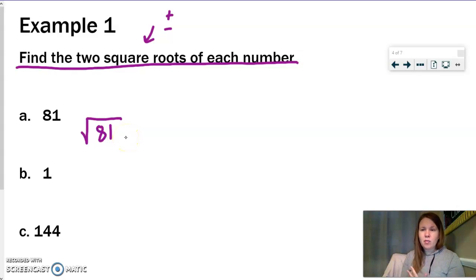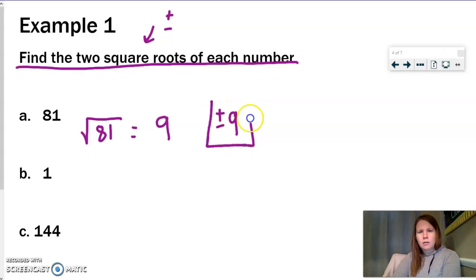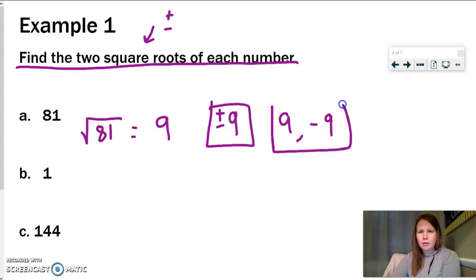So I want to think, what number times itself gives me 81? Well, I know off the bat, using my understanding of multiplication, that 9 times 9 gives me 81. So if I was to undo this, it would be 9. Now they want the positive and the negative, so I would write this as positive negative 9. You could also write it as 9, negative 9, whichever one works better for you. But they want that positive and that negative version.